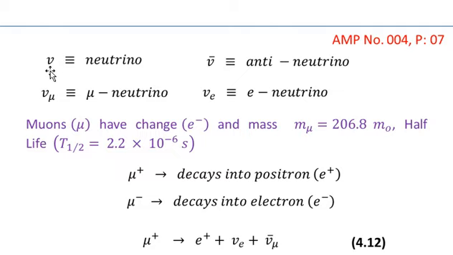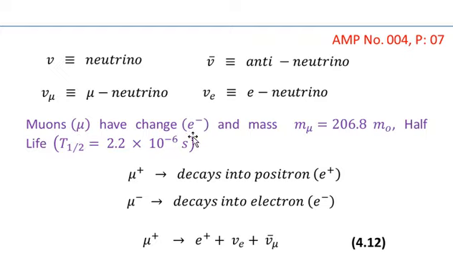So you see that this symbol nu will be represented as neutrino. Nu bar will stand for anti-neutrino. The symbol mu as a subscript with the nu will represent mu neutrino, and the subscript e with the nu will represent electron neutrino.